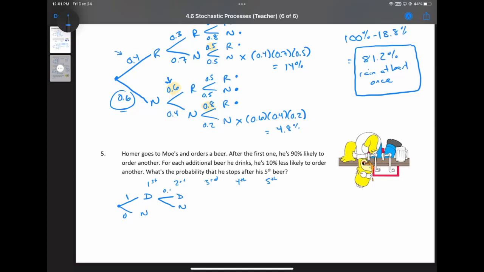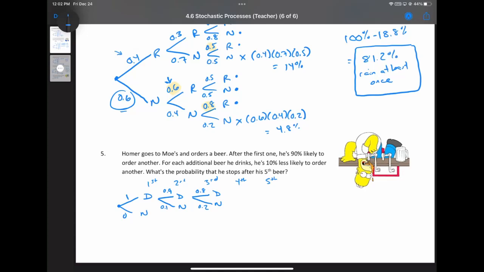There's a 90% chance he will drink a second beer and a 10% chance he won't. Now, I don't need to actually branch the "didn't drink" after his first beer because it never happened. And similarly, when I go to the third beer, I can say he drinks or doesn't drink. If he does, it's 10% less likely, and that means it's 20% that he won't have a third beer. Now, I don't have to branch the N from the second beer because if he didn't drink a second beer, he can't possibly have a third.